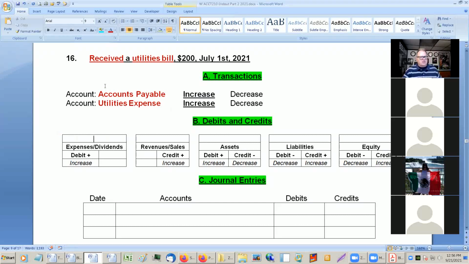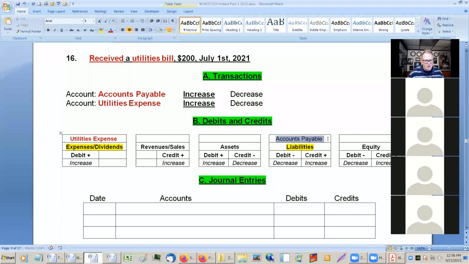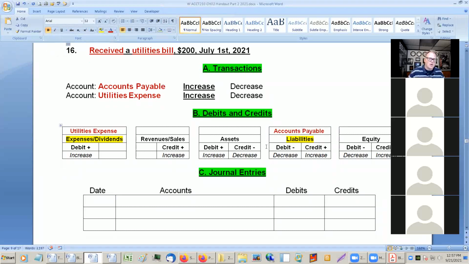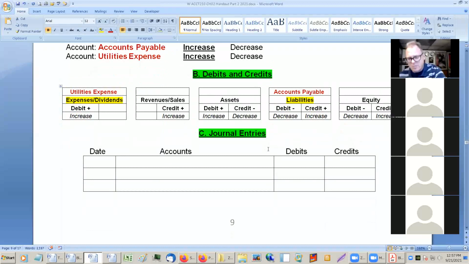Okay, so let's put these in here. So this is expense, so utilities expense. So the account, and this has liabilities.